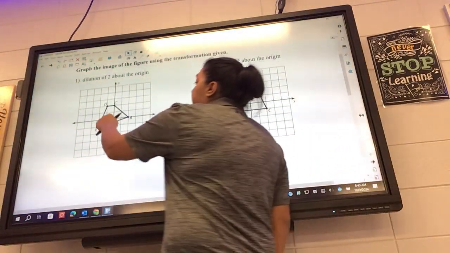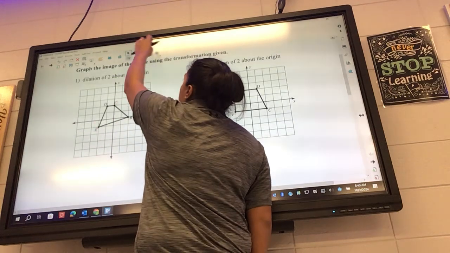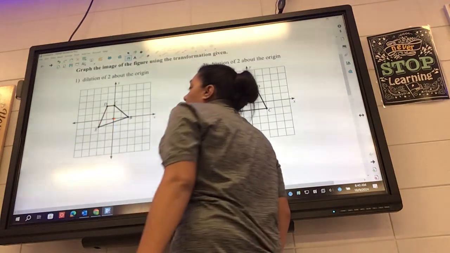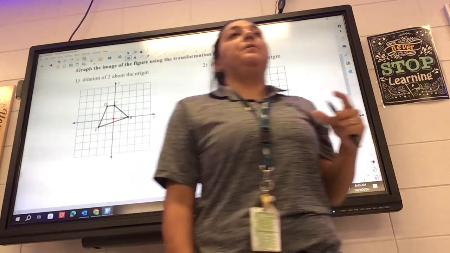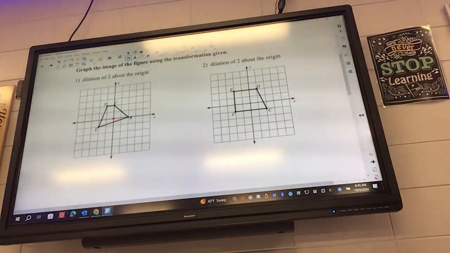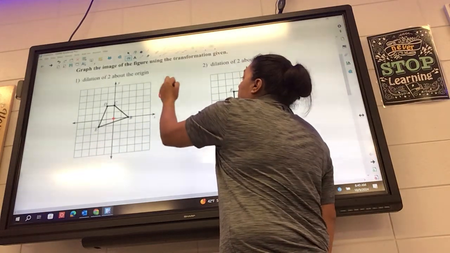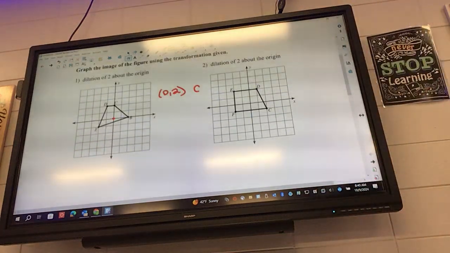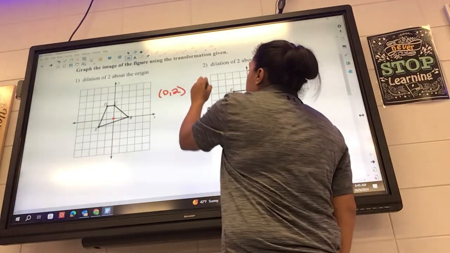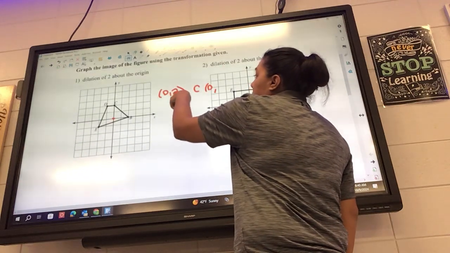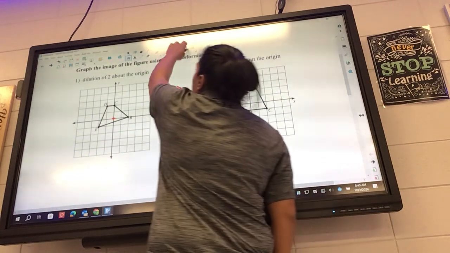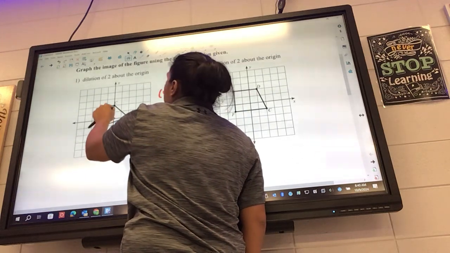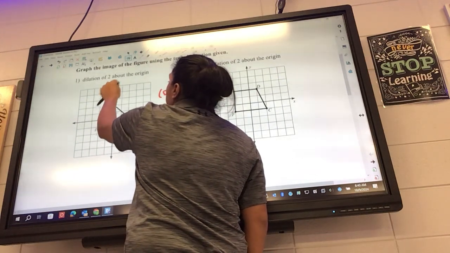So if we look at C, and this is my (0, 0), am I going to go left, right, up, or down? We're going up how many? 2. So that coordinate is (0, 2) for C. My new C is you're going to take the first piece and times it by 2, and the second piece and times it by 2. So 0 times 2 is still 0, and 2 times 2 is 4. So my new C prime is going to be at (0, 4). So 0, 1, 2, 3, 4. This is my C prime.